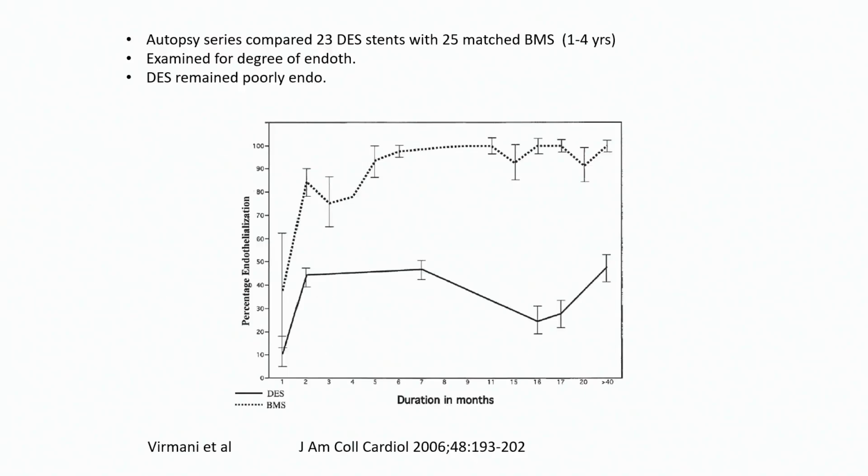This autopsy series compares 23 drug-eluting stents with 25 matched bare metal stents over a period of 1 to 4 years after stent placement. And the authors examined these stents for the degree of endothelialization. And you can see here that with the bare metal stents, it seems like it's almost completely endothelialized within a few months. However, the drug-eluting stents, at best, are 50% endothelialized, even years after stent placement. So that kind of brings into perspective why it's important.